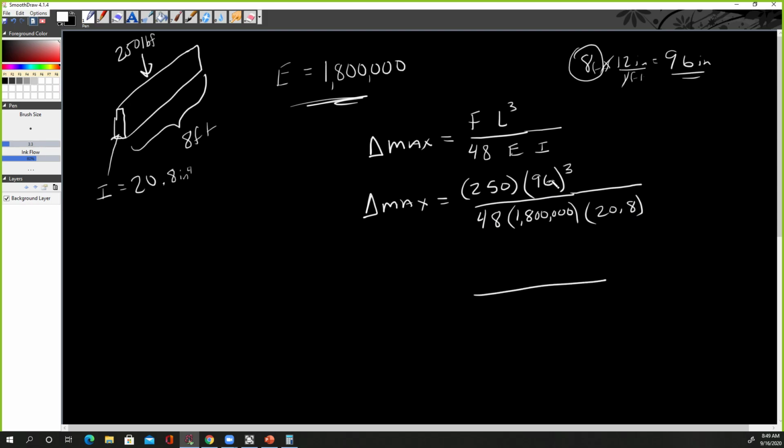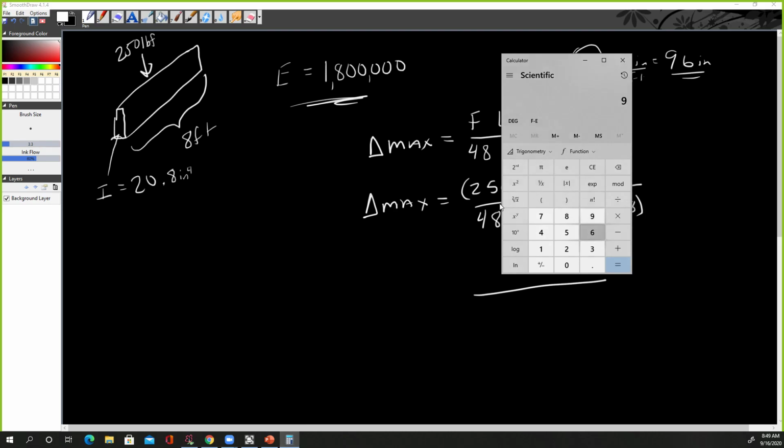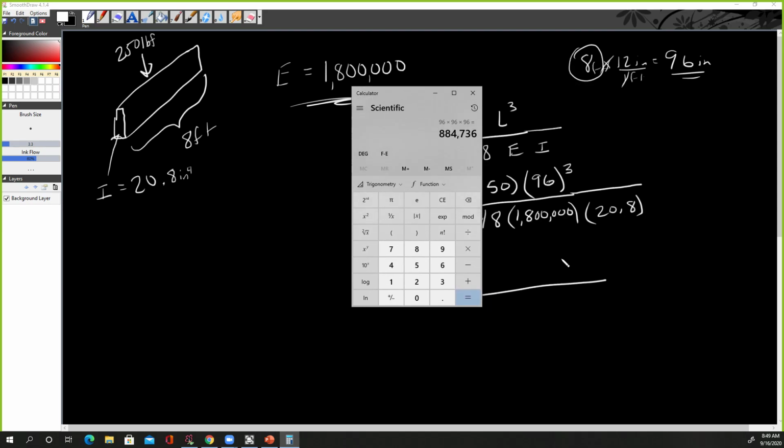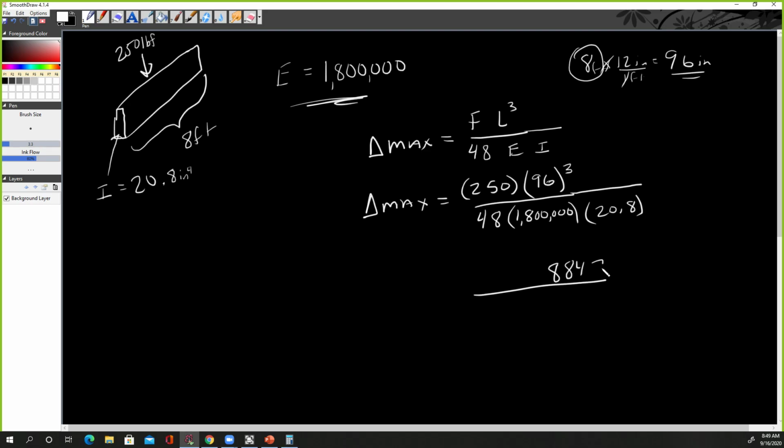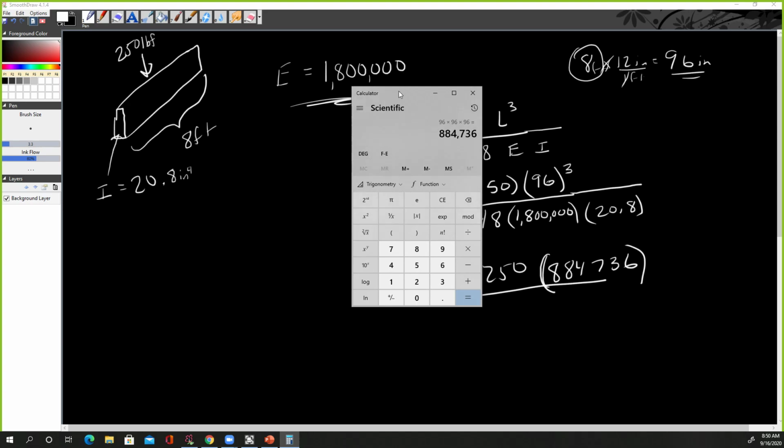So 96 cubed. So pretty much that's 96 times 96 times 96. It's 884,736. It's a big number. So that's that number there. And then times 250. And then let's just do all the bottom work right now, since we already have this calculator open.